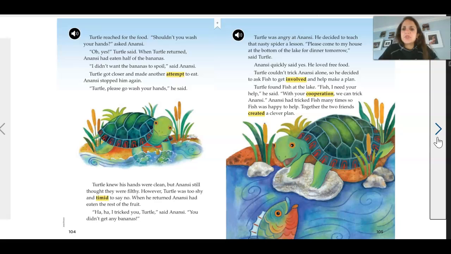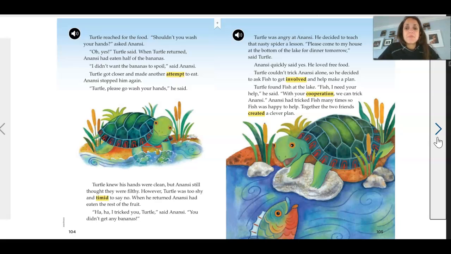Turtle reached for the food. "Shouldn't you wash your hands?" asked Anansi. "Oh, yes," Turtle said. When Turtle returned, Anansi had eaten half of the bananas. "I didn't want the bananas to spoil," said Anansi.